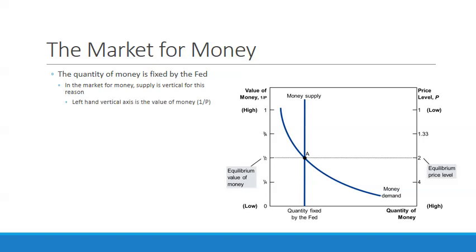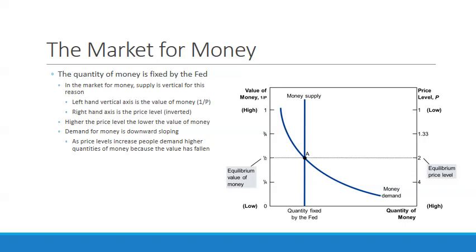Now, the left-hand vertical axis here is the value of money, 1 over P. So you'll see it's high, and then it drops to low. And then on the right-hand axis is the price level, which is inverted from the value, whereas 1 is low, and of course down at the bottom is high. So the higher the price level, the lower the value of money. The demand for money is downward sloping. So we see the money demand curve there. Where demand crosses supply, point A, that's our equilibrium.